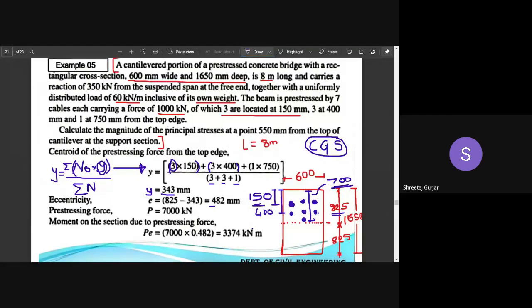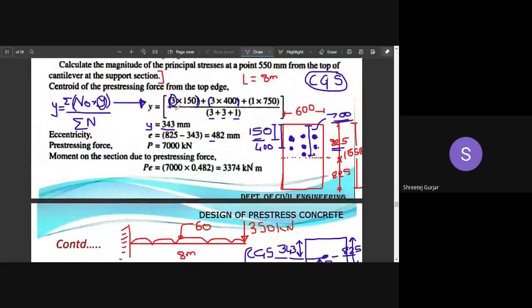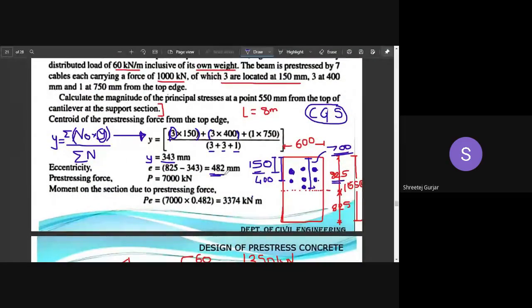(825 minus 343). The answer is already on your screen. Verify whether it is the same thing. 482, sir. Correct. We have found out the eccentricity now.